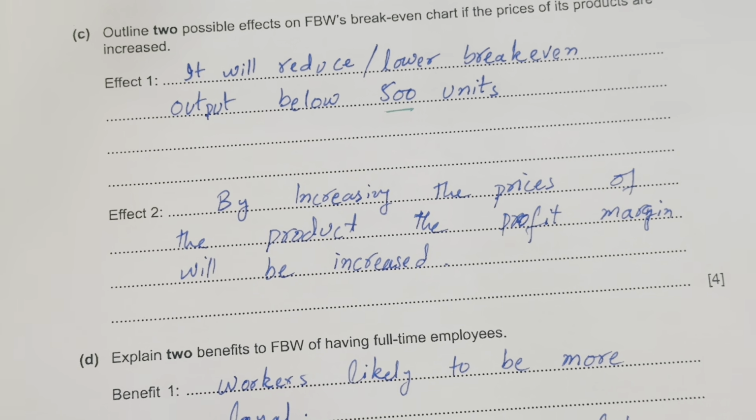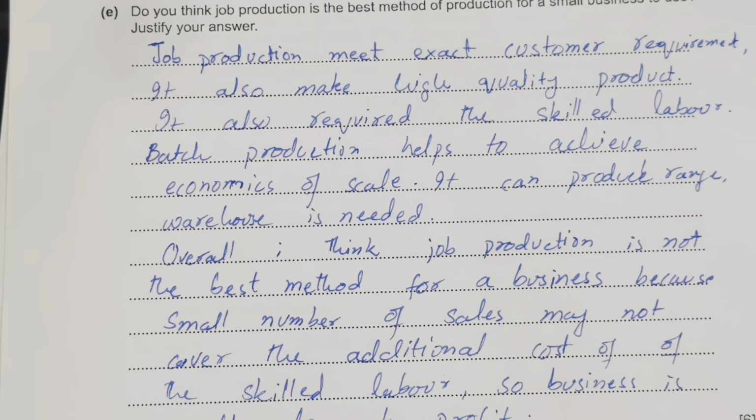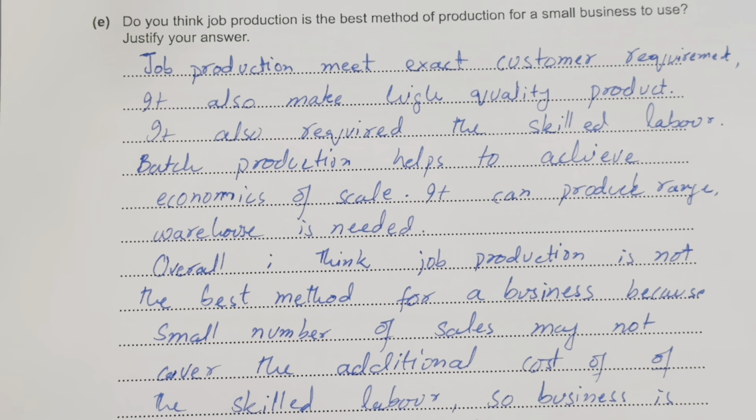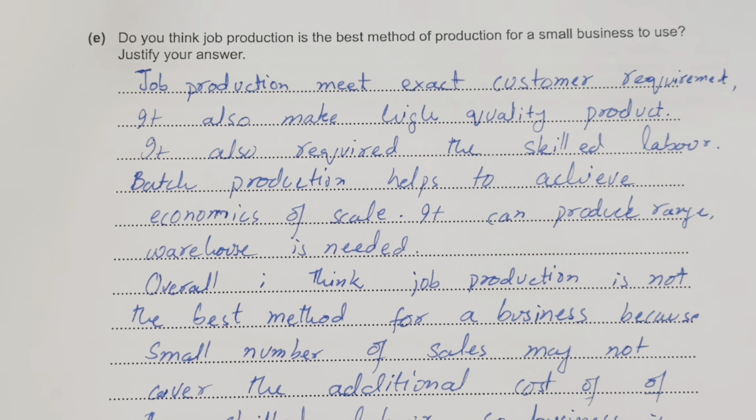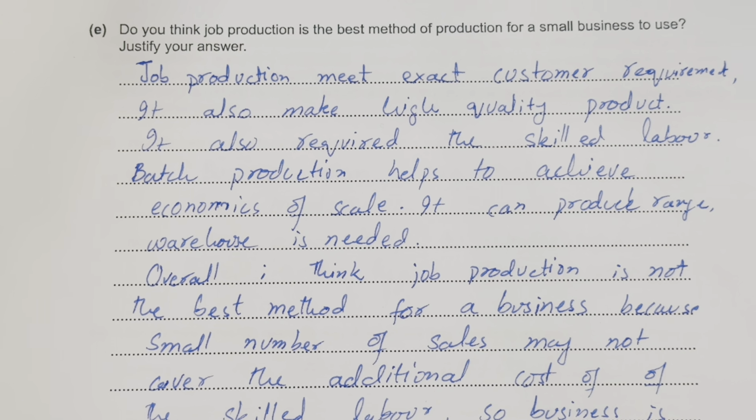Now we move to part E of question 1, and this is the last part of question 1. Do you think job production is the best method for a small business to use? Justify your answer. For justifying, we need to compare with one other method. We can say that job production meets the exact customer requirements. It means that whatever the client requires, job production produces. Products are made to order, which takes a long time, but they can satisfy customer specifications.